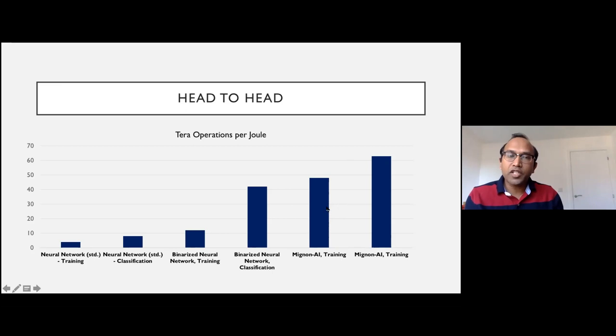So the training efficiency is about, let's say, close to 50 tera operations per joule. And this is the classification efficiency, really, the rightmost one. Classification efficiency is of the order of, let's say, 63 tera operations per joule. Incredibly energy efficient. Amazing.